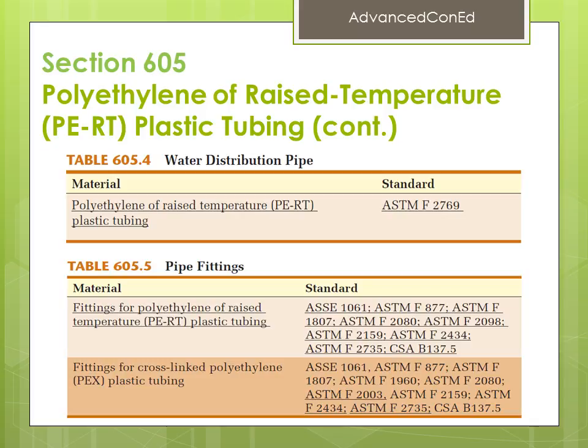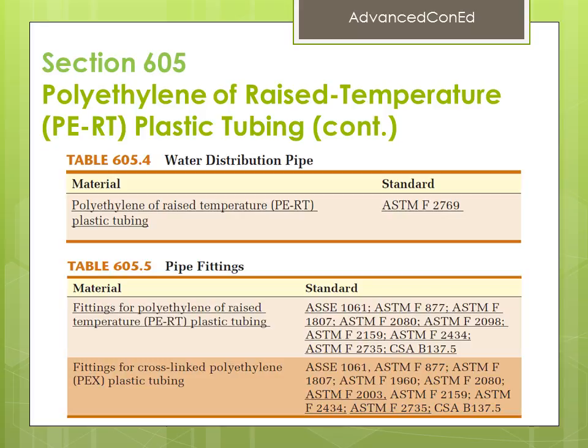Table 605.5, Pipe Fittings. Material, fittings for polyethylene of raised temperature plastic tubing. Standard, ASSE 1061, ASTM F877, ASTM F1807, ASTM F2080, ASTM F2098, ASTM F2159, ASTM F2434, ASTM F2735, CSA B137.5.